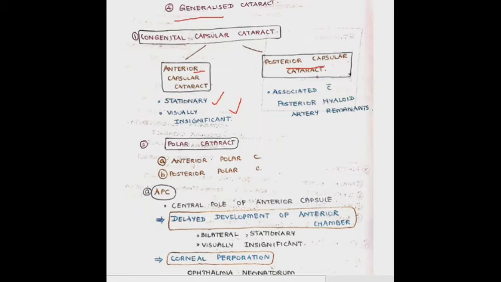Then posterior capsular cataract. Posterior capsular cataract is mostly associated with posterior hyaloid artery remnants. You would see the posterior hyaloid artery on the next page. The posterior hyaloid artery is an artery which supplies the posterior surface of the retina and the posterior surface of the lens during embryology, and it regresses by birth. If it does not regress and any remnants of this artery persist, it can lead to posterior capsular cataract.